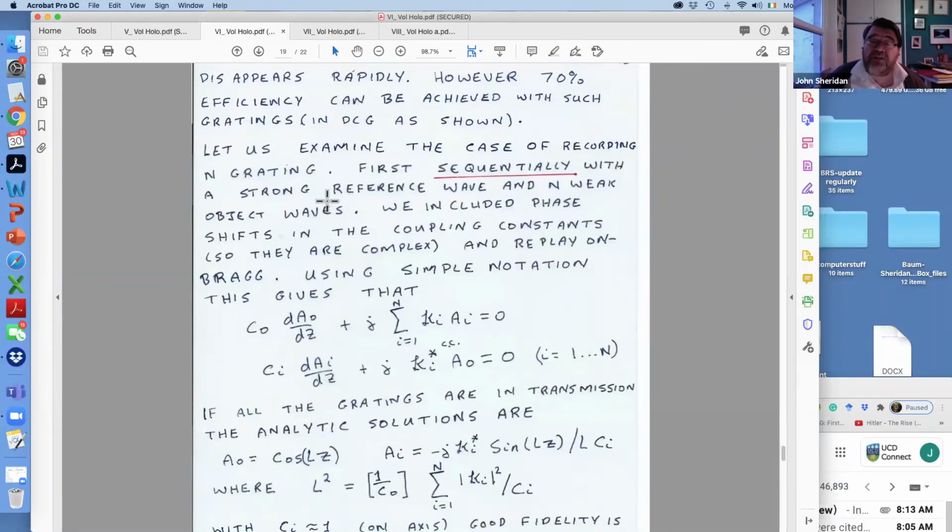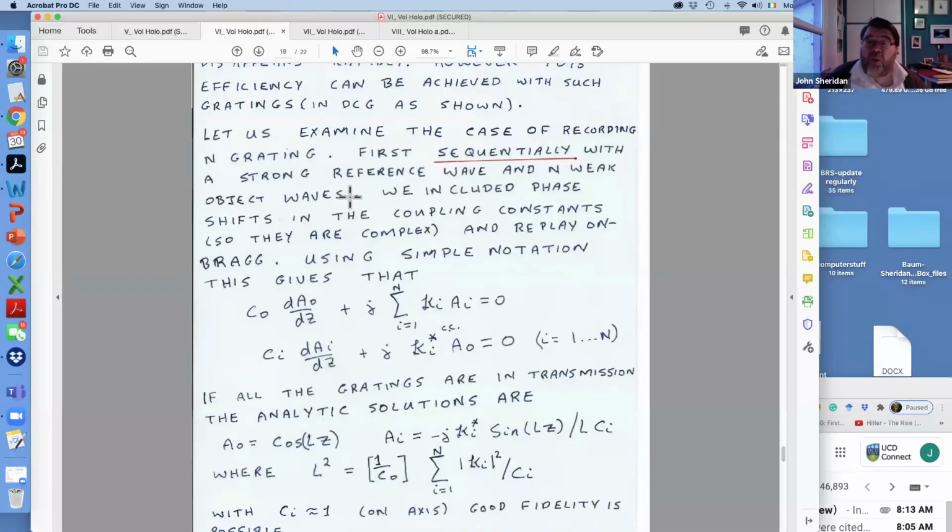Let's examine the case of recording N gratings, first sequentially with a strong reference beam and N weak beams. So often, what we're trying to get a handle on is that typically we're going to have an object, and the object is going to produce scattered plane waves. In general, each one of those individual plane waves is going to have a certain amount of power, but it's going to be relatively weak compared to a reference beam. So typically we might take the light from the laser and split it in half, and half will hit an object and come to a plate, and the other reference beam will have 50% of the power. And any of the individual plane waves associated with that object beam are going to be weak relative to the reference beam.